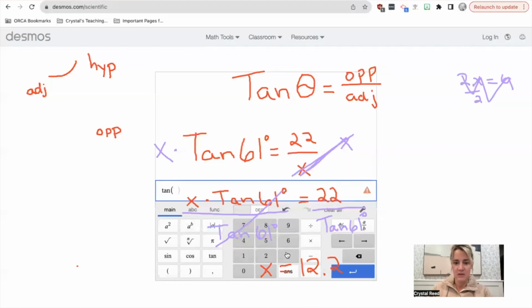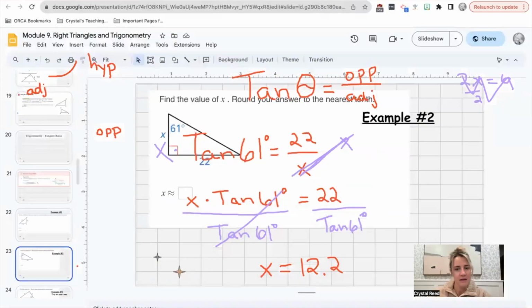Again, if you just wanted to know what the tan of 61 was, you could have done that, about 1.80. You could plug that in and solve it then too, but it does alleviate a little rounding error if you do it all at the end. All right, look at that. It's on my page right there. The approximate value is 12.2 for my X.